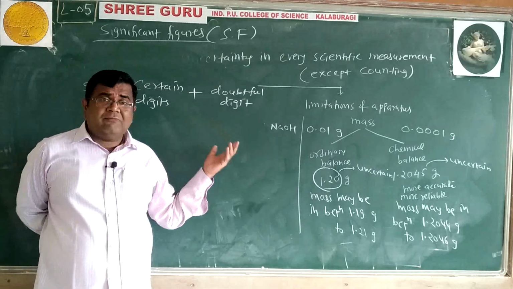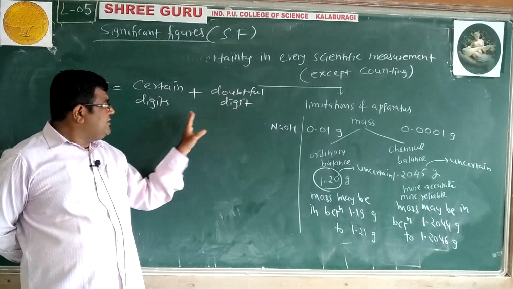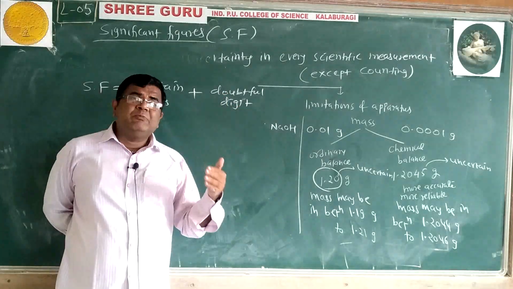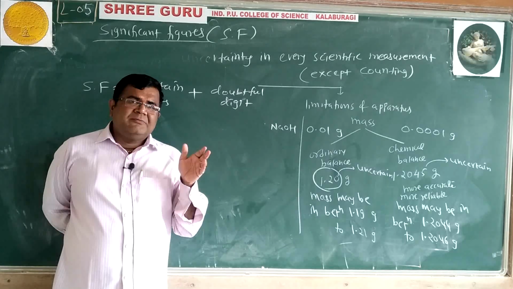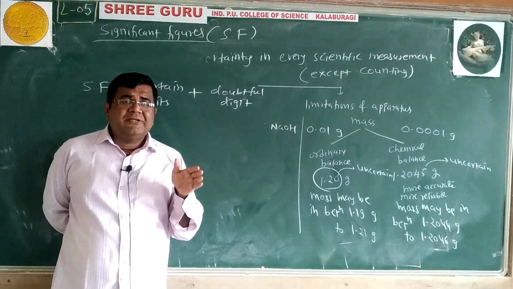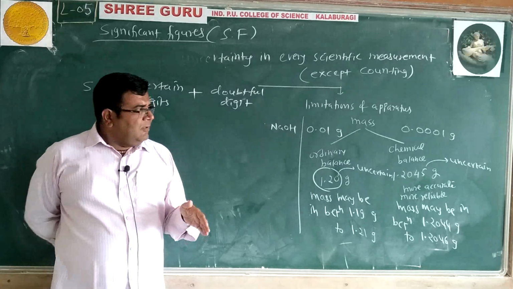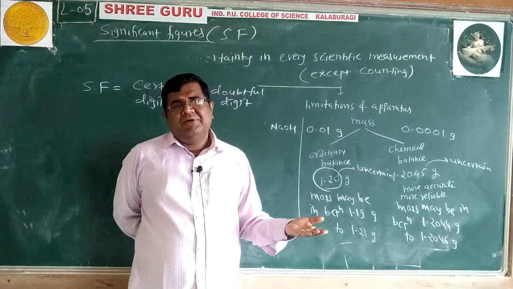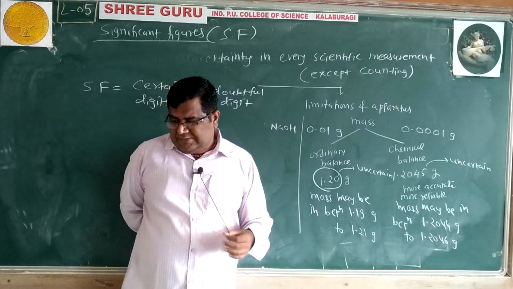We can round it off. We can ignore this and make some changes in these certain digits, which we'll see afterwards. But when results are reported, they are reported in such a way that a few numbers are fixed, certain, reliable, accurate, reproducible, and the other numbers after that are doubtful. So that is called significant figures.